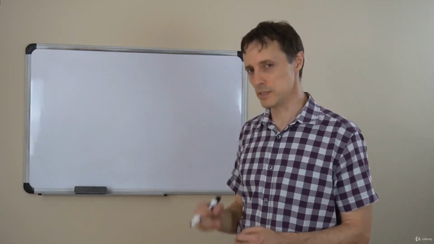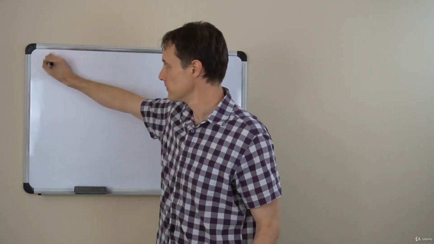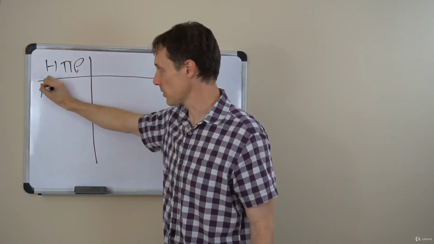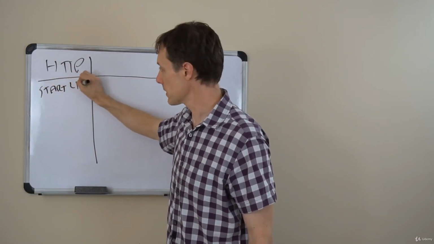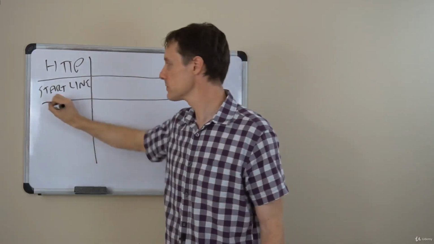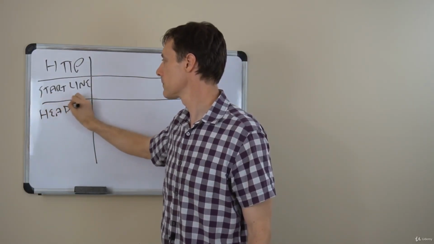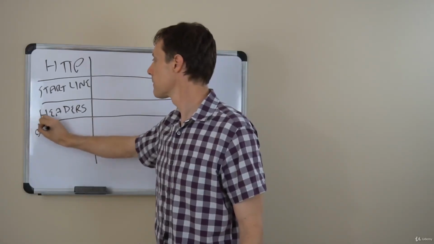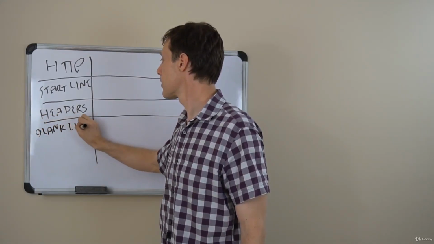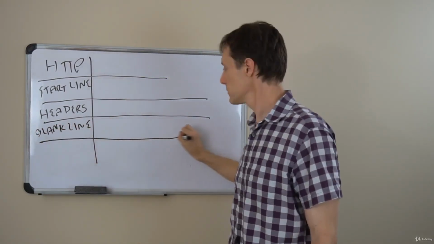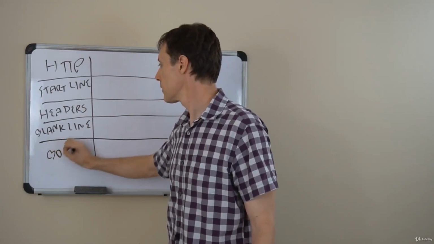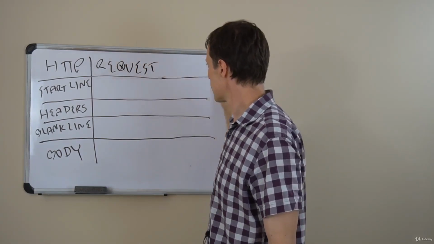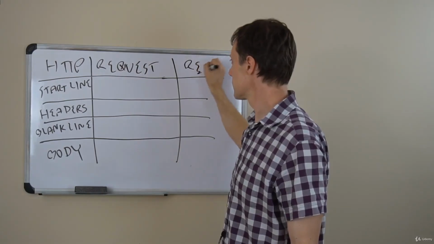Let's look at these 4 HTTP parts in more detail. HTTP, the 4 parts. We have the start line, right? What comes after that? Headers. What's after that? Blank line. What's after the blank line? Body. We have our request, HTTP request. We have our HTTP response.